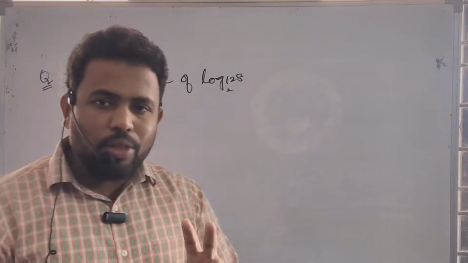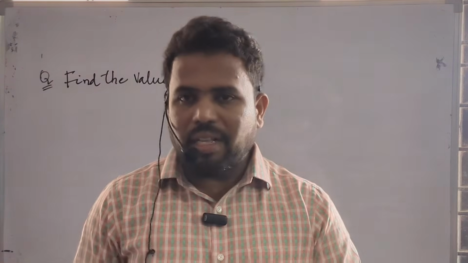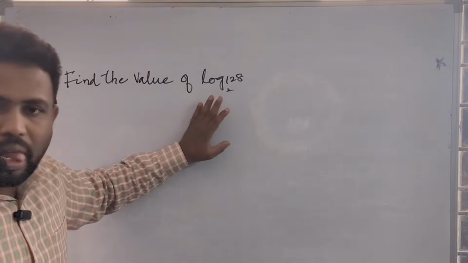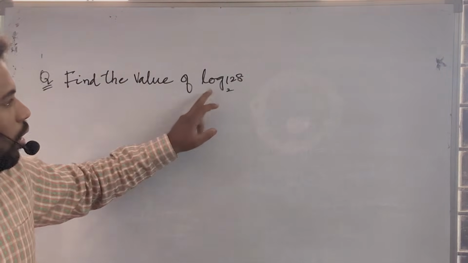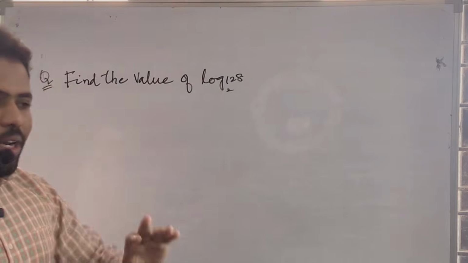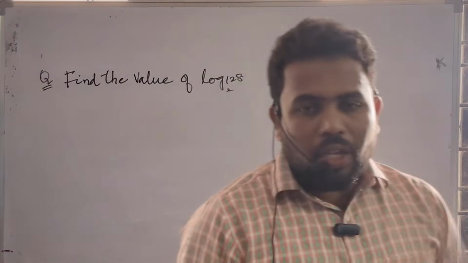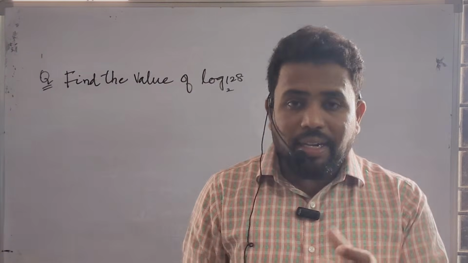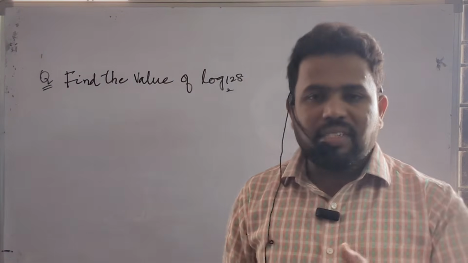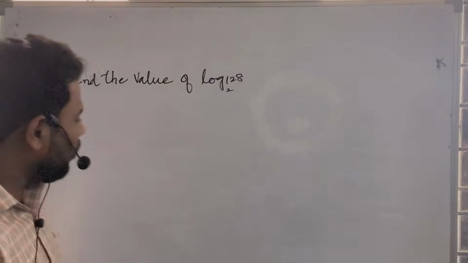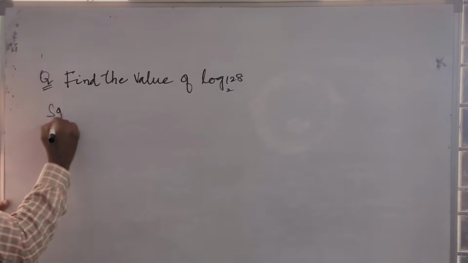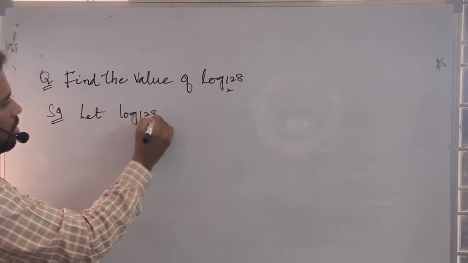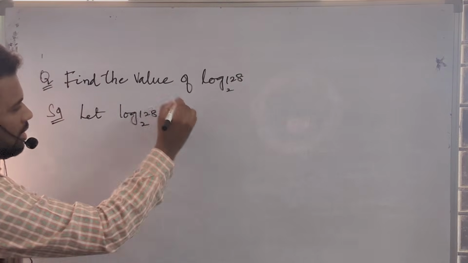There are 2 methods we are going to follow to get the answer to this question. Method number 1 is very simple. We have to find the value of log 128 base 2, and we do not know its value. In mathematics, if we do not know the value of any given term, we can assume the value as x. So let log 128 base 2 equal x.